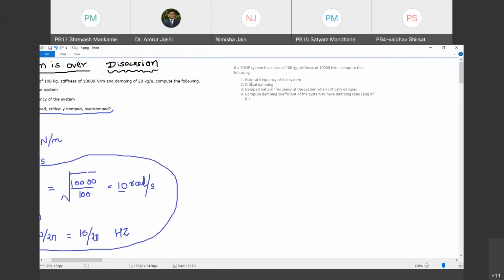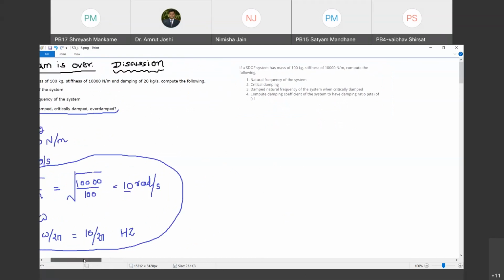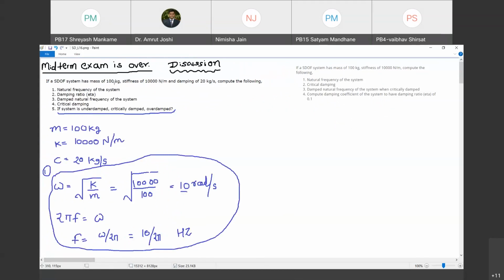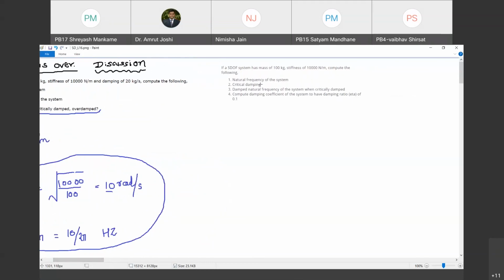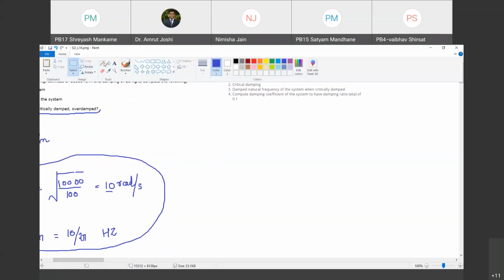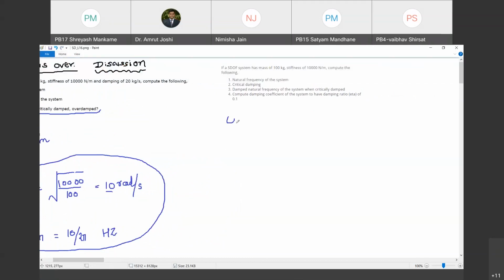So you have to compute natural frequency of the system, critical damping. See, the things have not been changed here. Mass is 100 kg and stiffness is 1000 Newton per meter. So I won't be computing natural frequency of the system and critical damping. That has been already done. Damped natural frequency of the system when system is critically damped. This is something interesting. So I am going to compute damped natural frequency of the system when the system is critically damped.